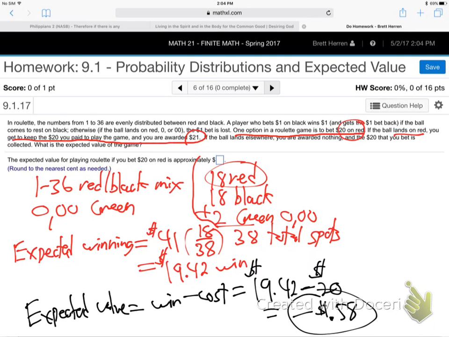So that makes sense. Let me go back and correct that other game, as I did that wrong. I was forgetting to include the original bet as winnings. So you see how I got the 41, your original 20 back and the 21 you won. So you made 41 bucks. You get 41 bucks back, times 18 out of 38. And then you always have to take your winnings minus your cost, negative 0.58.